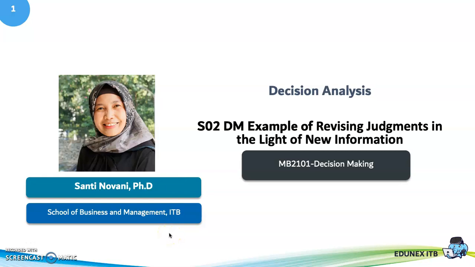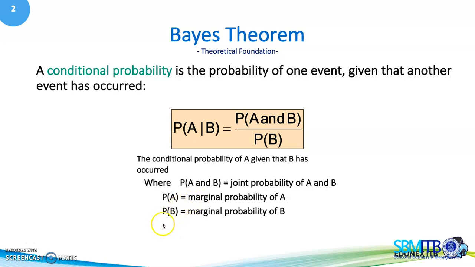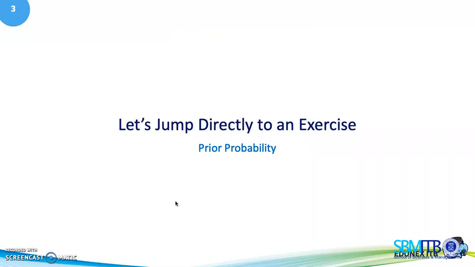In this session, I'm going to talk about the example of revising judgment in the light of new information. Before we start, in the last session, we talked about the Bayes theorem as the theoretical foundation. The conditional probability here is the probability of one event given that another event has occurred. So the conditional probability of A given that B has occurred is equal to joint probability of A and B divided by the marginal probability of B.